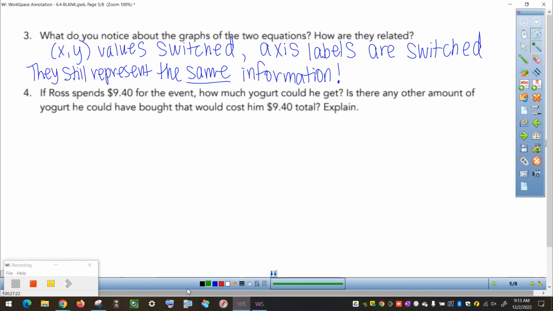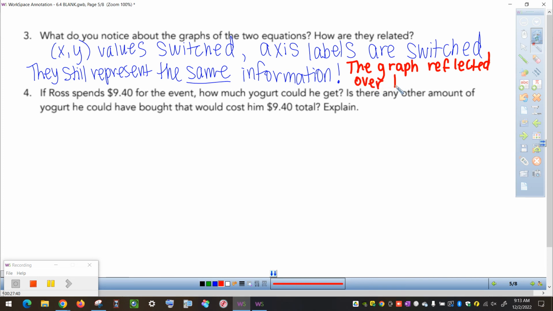So I would love for us to add that to what we've written down here in number 3, and that is that the graph reflected over the line y equals x.